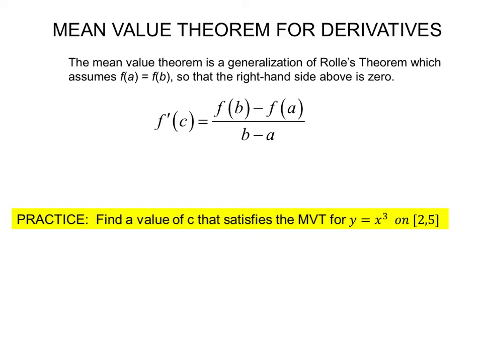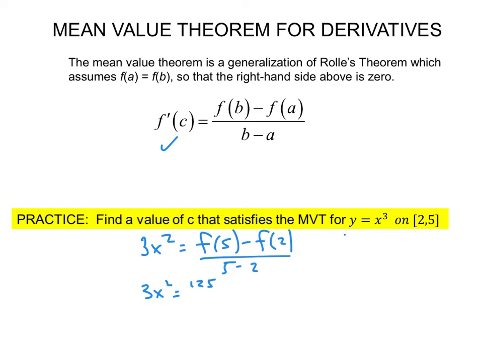So mean value theorem, I'd like to find the value of c that satisfies the mean value theorem for this cubic function on the interval from 2 to 5. My derivative, my instantaneous rate of change, obviously is 3x squared. On the right-hand side, I'm going to be finding the average slope: f of b minus f of a all over b minus a. So 3x squared is going to be equal to, putting this in, 125 minus 8 over 3.